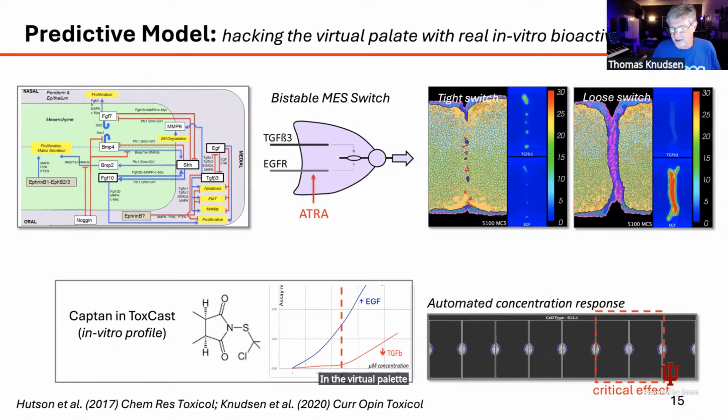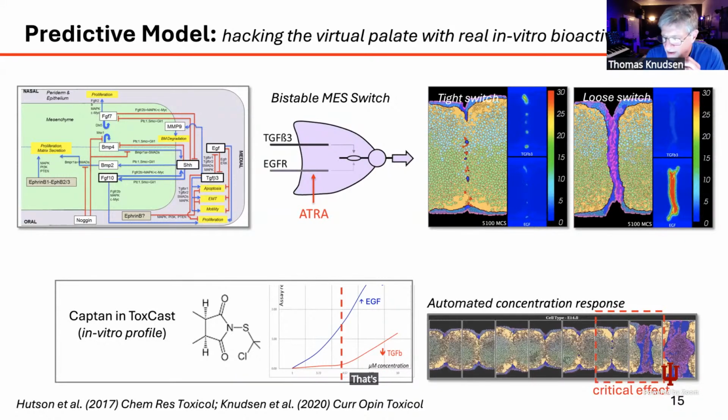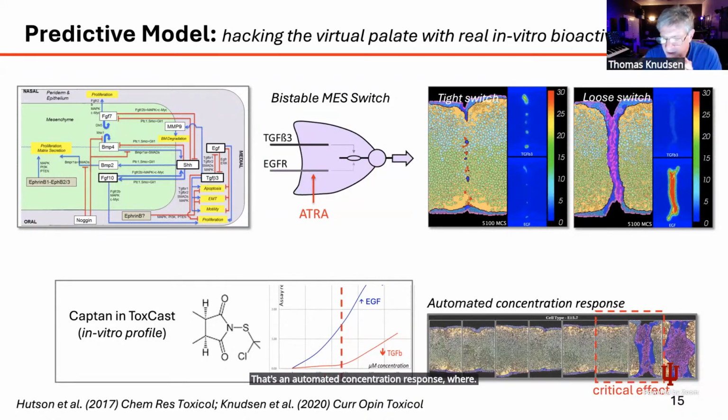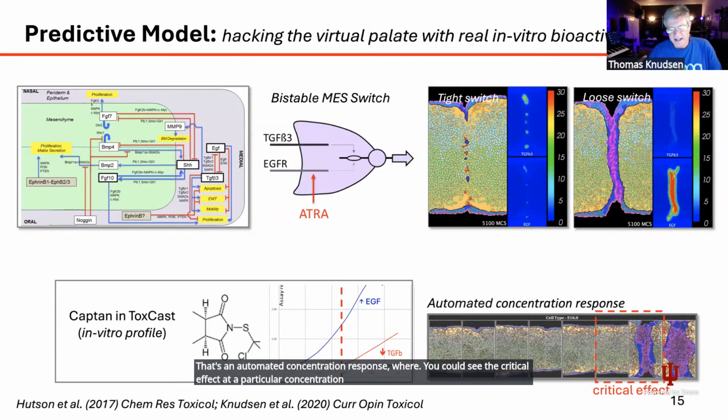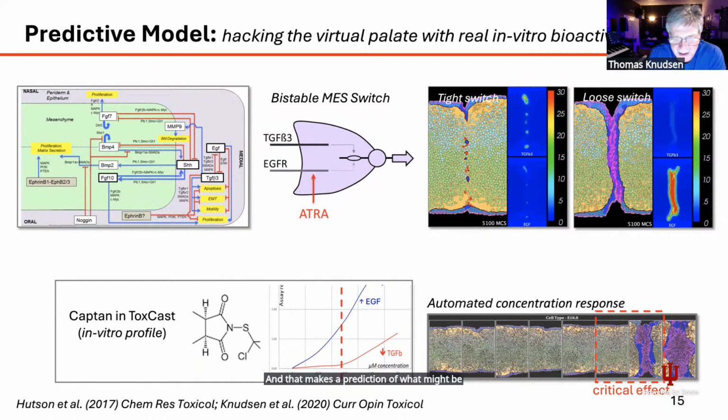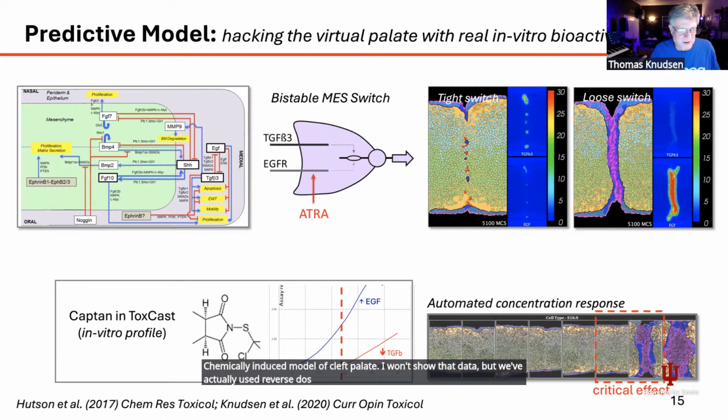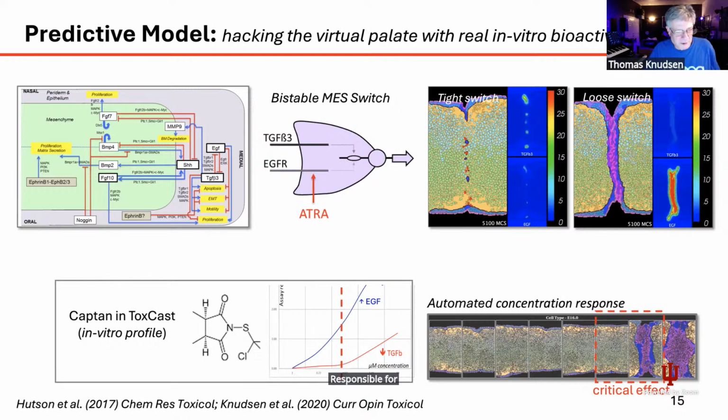So I'm going to show on the bottom, that's an automated concentration response where you could see the critical effect at a particular concentration where I've indicated in the dotted line. And that makes a prediction of what might be the level of the switch dynamics that would be critical for this chemically induced model of cleft palate. I won't show that data, but we've actually used reverse dosimetry to go back and correlate that to what is responsible for producing that in a pregnant rabbit, and it came actually pretty close.